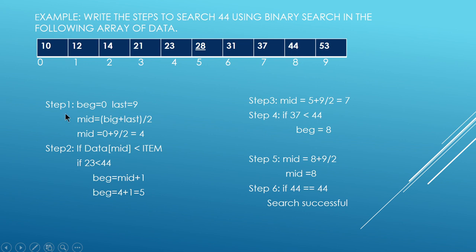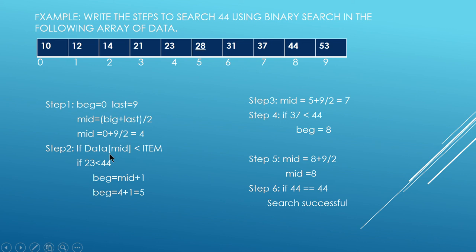Okay, so what is the very first step? Beginning should be assigned the 0th index, and the last value is the final index. Okay, last value is 9. Now calculate the mid value. So beginning plus last divided by 2, so it is 0 plus 9, 9 divided by 2. You have to just take the integer value alone. You cannot have a floating point value as a subscript, so you are just taking the integer value. Okay, the integer value is 4.